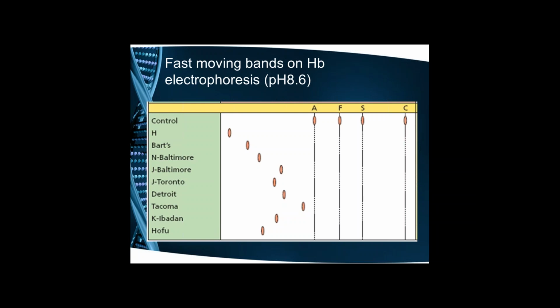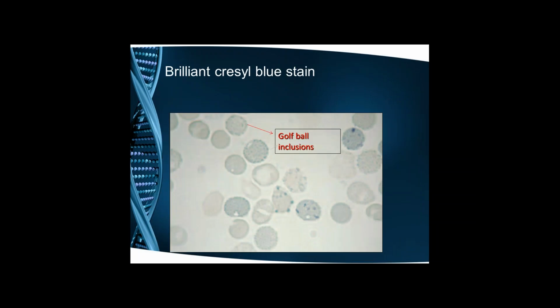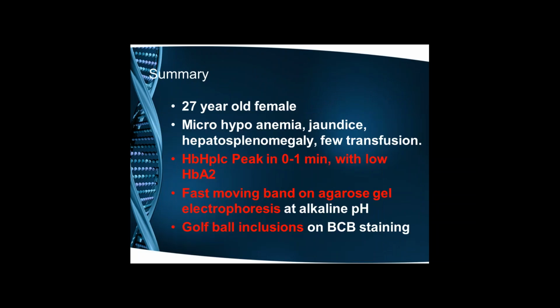To confirm it, since we had brilliant cresyl blue stain, we did a brilliant cresyl blue stain, and we found various inclusion bodies. Now summing up all these things, we have symptomatic anemia, we have an HbA2 of 1.6%, we have a peak between 0 and 1 minute, on electrophoresis we have a fast-moving Hb, with inclusion bodies. So our diagnosis would be that it is HbH.